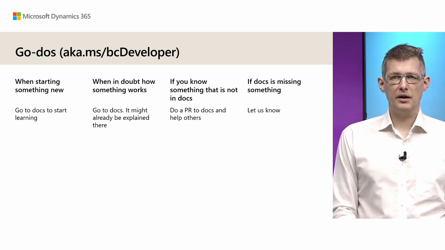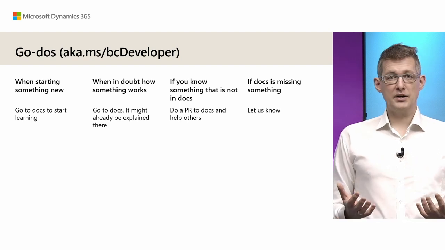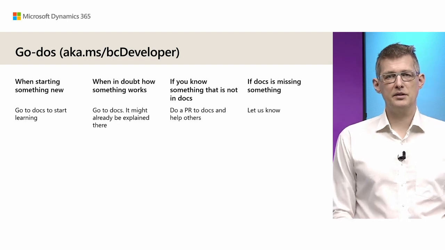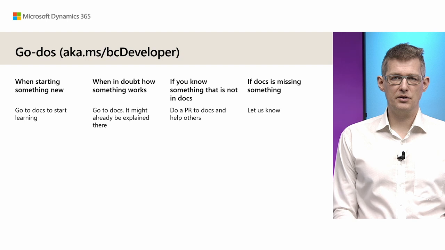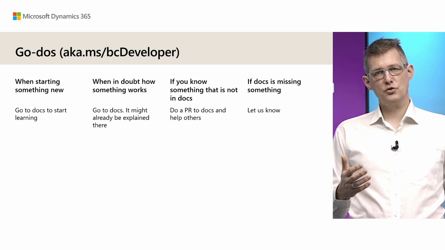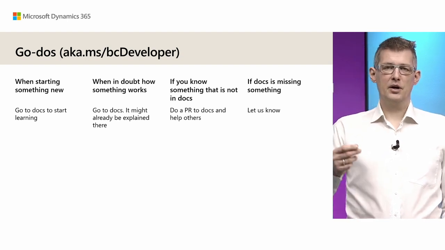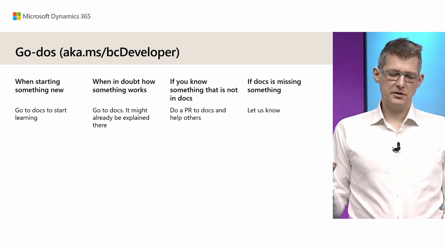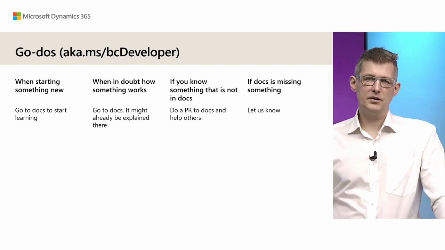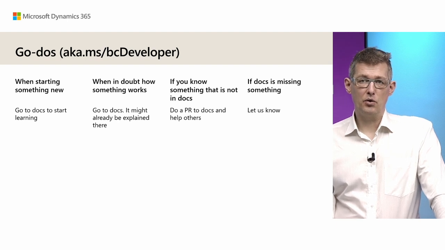So, go-dos for you as a developer. Learn the new AKA link, aka.ms/BCdeveloper. And if you start something new, go to Docs to start your learning. I'm pretty sure that it has the introduction level content that you need. And if in doubt, also go to Docs, because we do a lot of work to make sure that whenever you have a question on how things work, or maybe how things don't work, if you think about robustness, it should be in Docs. So go to Docs and see if it's not already covered. You can just search in the Learn portal.